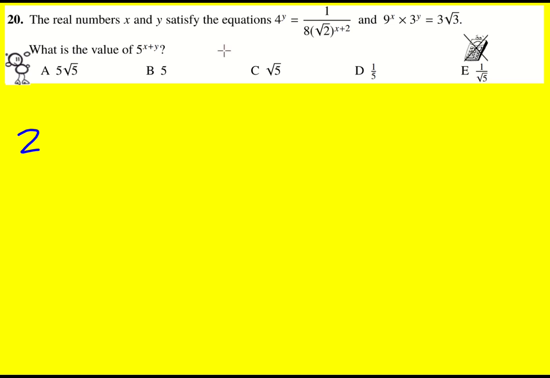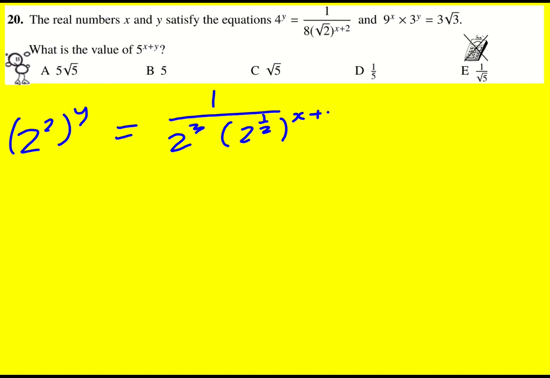So 4 to the y becomes 2 squared to the y. And that's going to equal 1 over 8, which is 2 cubed. And then I've got root 2, which is actually 2 to the half. I'm going to take my time here. 2 to the half x plus 2. So that's a pretty good start.